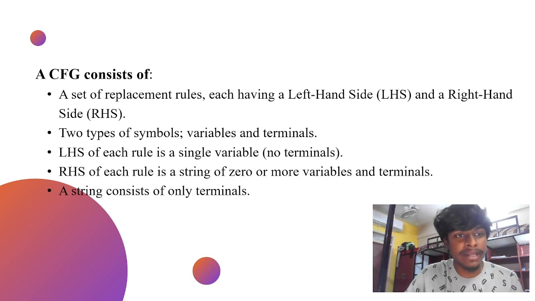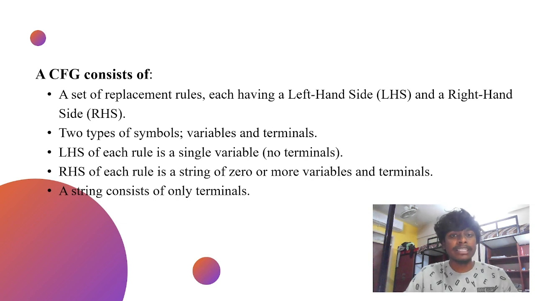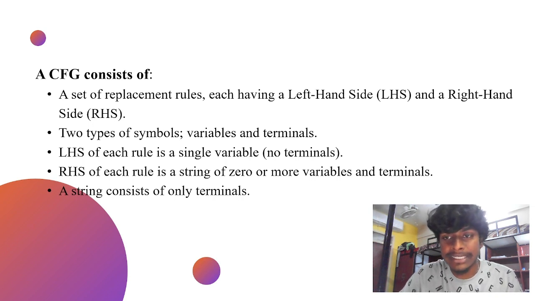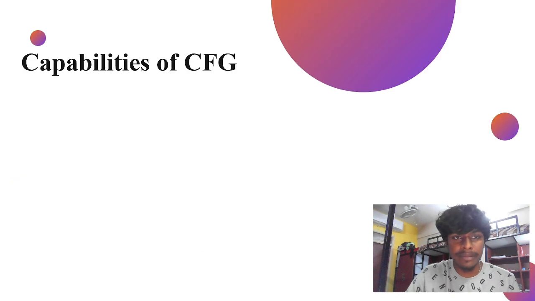And now let's have a look at what a CFG means. A context-free grammar consists of a set of replacement rules, each having a left hand side and a right hand side, and two types of symbols, variables and terminals. The LHS of each rule is a single variable, which means it has no terminals, and the RHS of each rule is a string of zero or more variables and terminals. A string consists of only terminals.